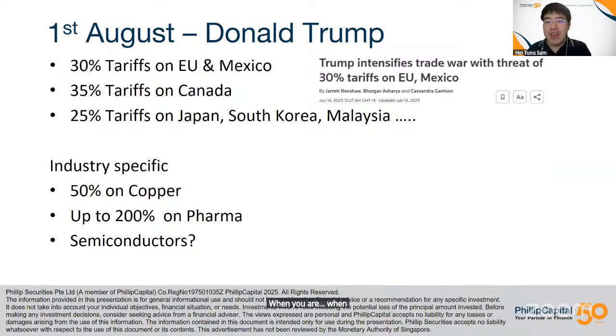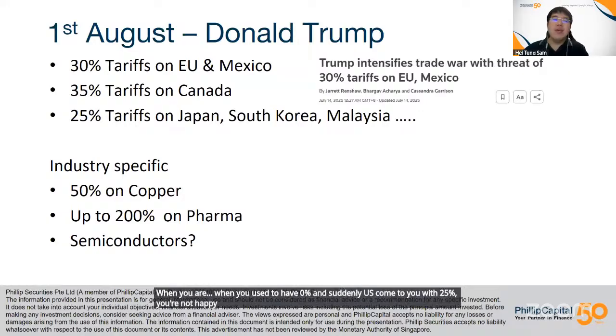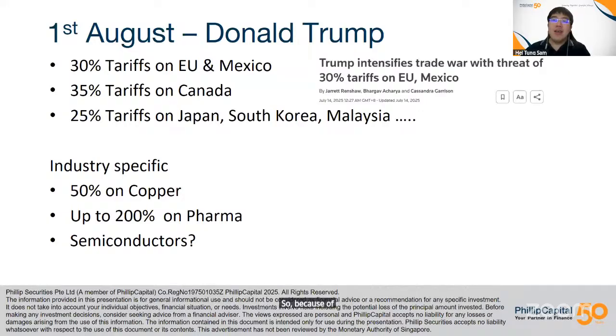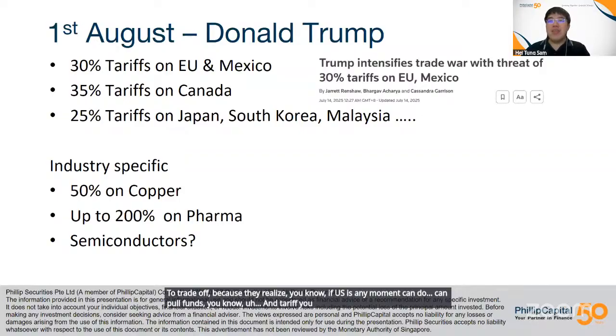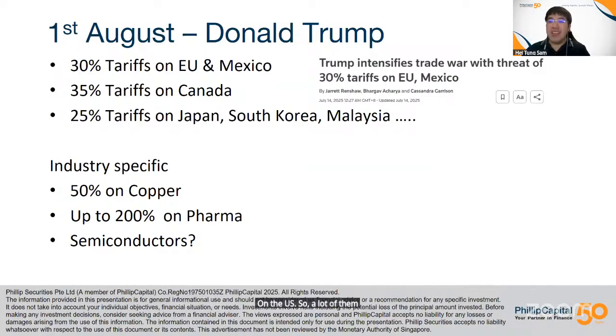When you used to have 0% and suddenly the US comes to you with 25%, you're not happy. Nobody's happy. Because of this, most of them are starting to look elsewhere to trade, because they realize that if the US can at any moment pull a stunt and tariff you, then for long-term viability you might want to diversify your exports to other countries and not be so reliant on the US. So a lot of them have started to make deals, be it joining BRICS or making deals with other neighboring countries.